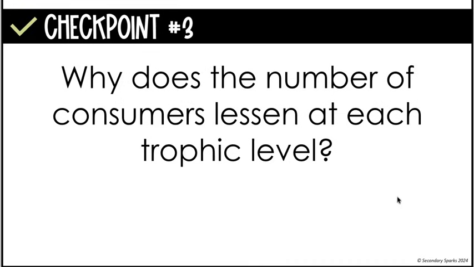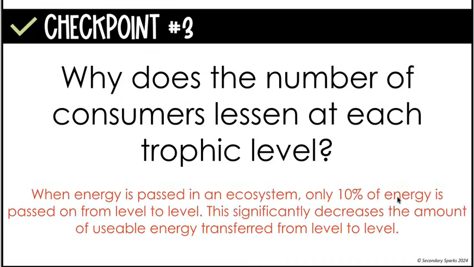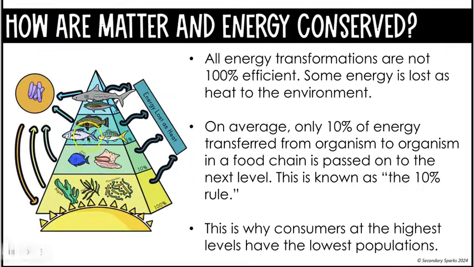All right, how'd you do? Did you have an answer that looks something like this? When energy is passed in an ecosystem, only 10% of energy is passed on from level to level. This significantly decreases the amount of usable energy transferred from level to level. And if we think about that, and we go back to this that we looked at right here, if only 10% is passed on, you can't have a lot of organisms at this level because not enough energy is being passed on.